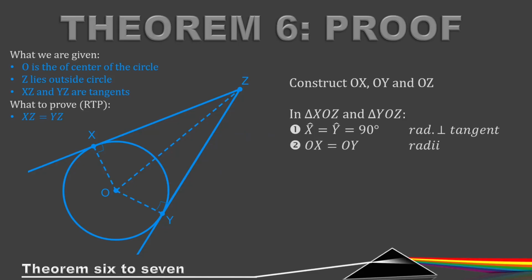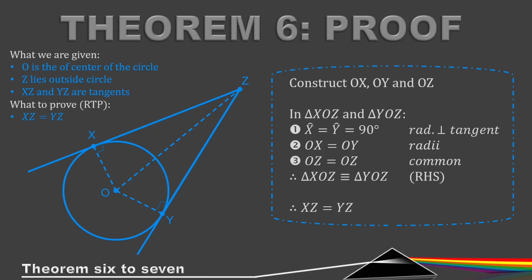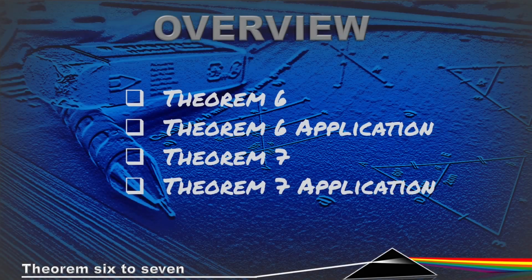Then we can see that OX and OY are equal because they are both the radius of the circle. And then finally, we can say that OZ is equal to OZ. It's a common side to both of the triangles. Okay, so that is our three things, and therefore we can say that triangle XOZ is congruent to triangle YOZ. Our reason is right angle, hypotenuse, side, because we've got the right angle, the hypotenuse, and an extra side. And then we can simply conclude that XZ will be equal to YZ. Okay, so that was theorem 6.